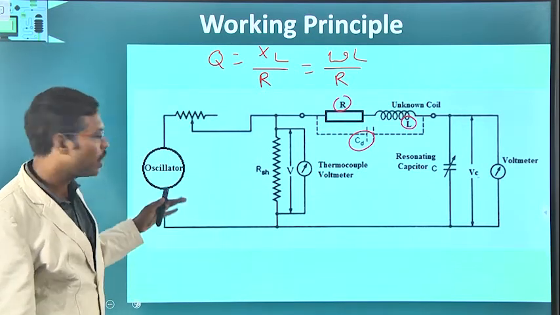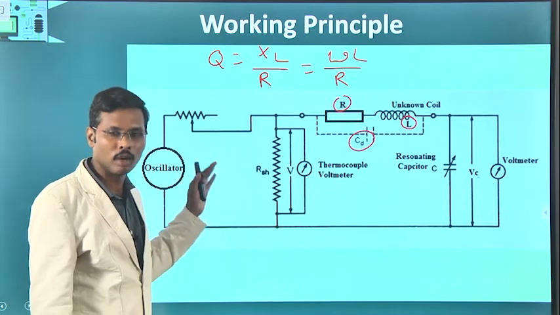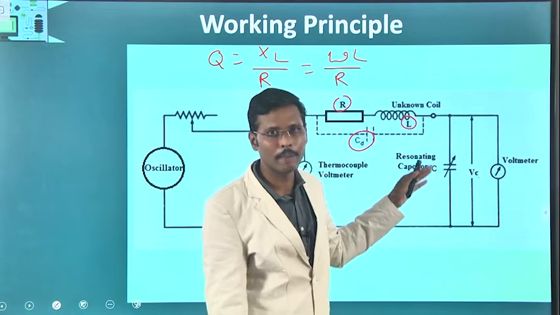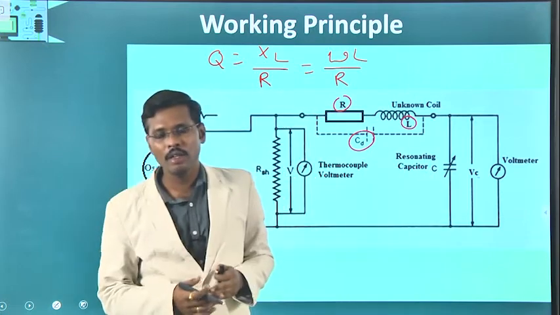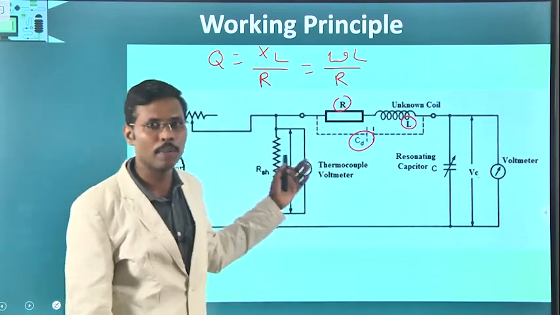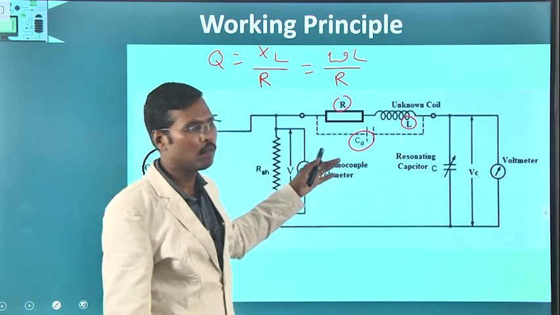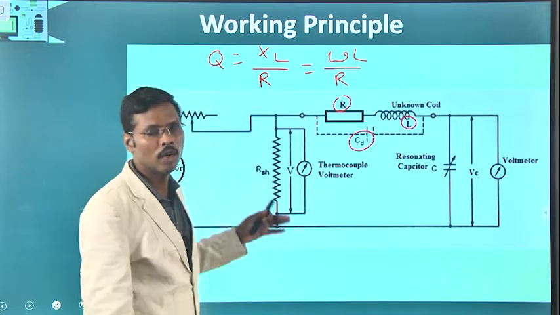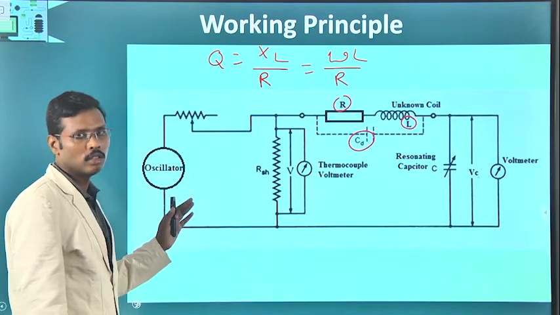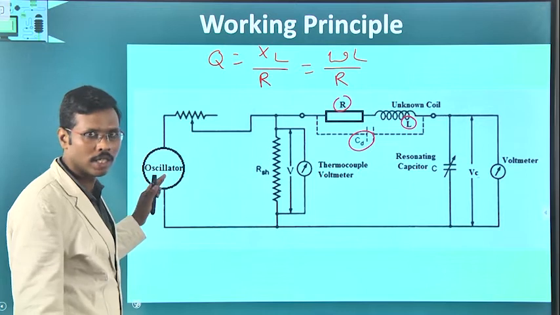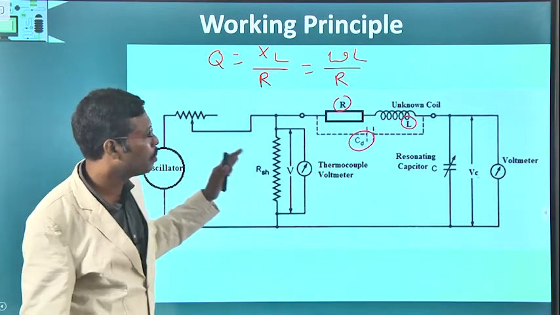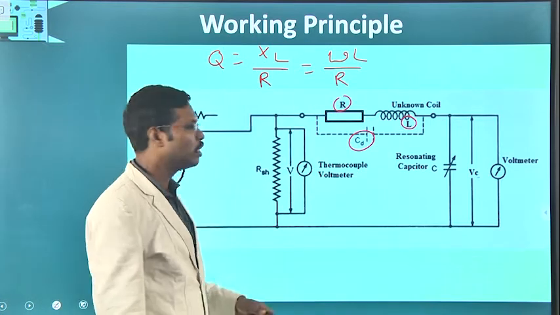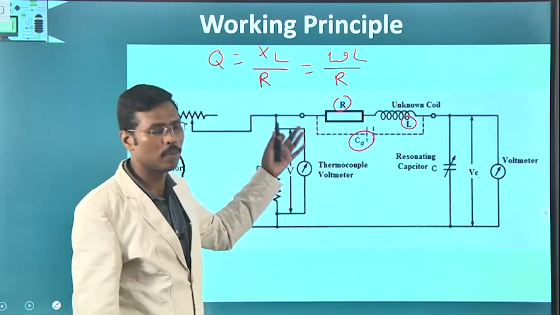So if you maintain the input voltage generated by this oscillator as constant, and if you measure the voltage across this resonating capacitor, we can determine the quality factor Q of any component used in this circuit, because the voltage across this capacitor C will be equal to Q times the input voltage applied. So if we are maintaining the input voltage as constant, then we are able to determine the quality factor of this instrument or quality factor of this component.